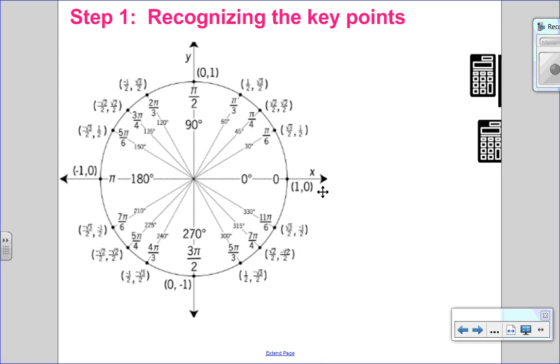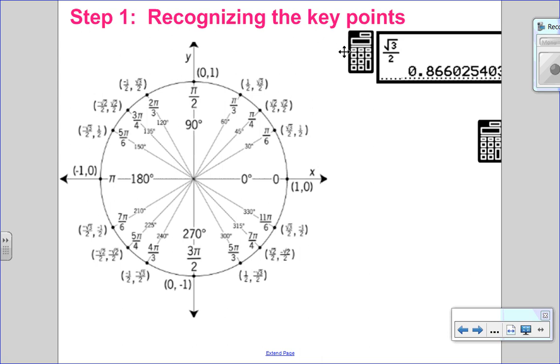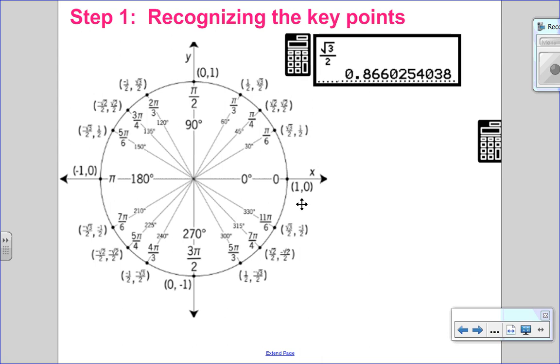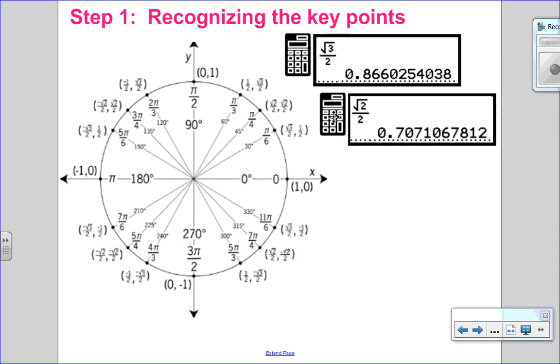So 1 and 0, that's pretty basic. But root 3 over 2 and a half. Well, a half is 0.5. I'm okay there. But what's root 3 over 2? In the calculator, the decimal equivalent of root 3 over 2 is 0.866. The next point, root 2 over 2 and root 2 over 2. The decimal equivalent of that is 0.707.